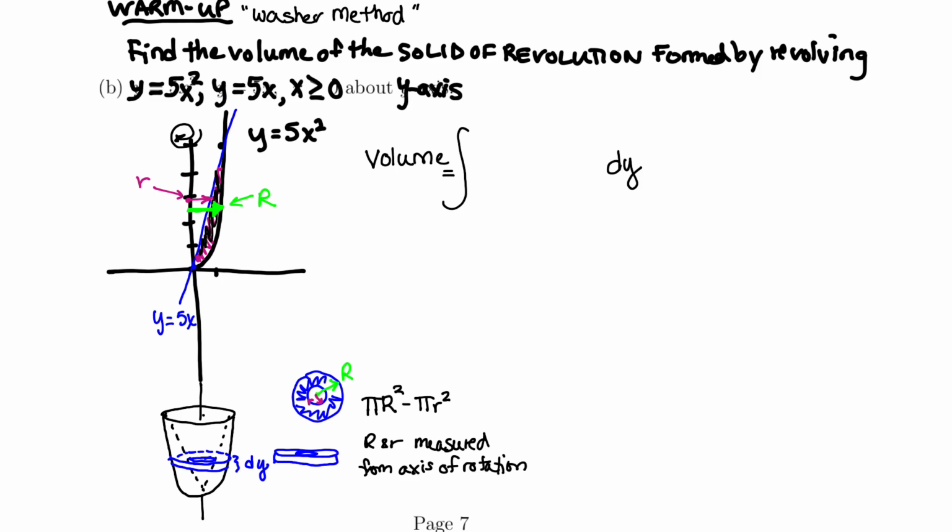Got me limits, Munia, got me limits? 0 to 5, absolutely. They've got to be y value limits, right? Just so you know, your limits always have to match your variable of integration. Then we've got pi, and then inside it's going to be big R minus little r. And while we're at it, I just want to add the extra note. Because we're doing dy, we want to solve our equations in terms of x, right? Solve our equations for x.